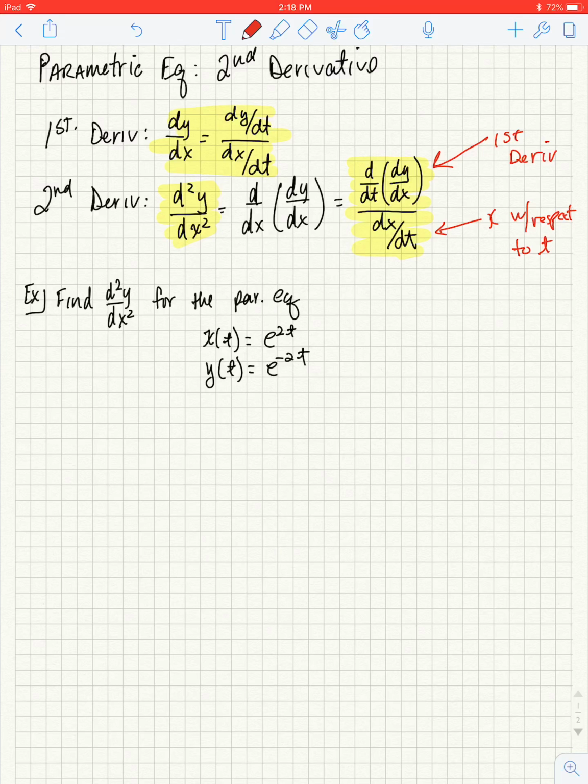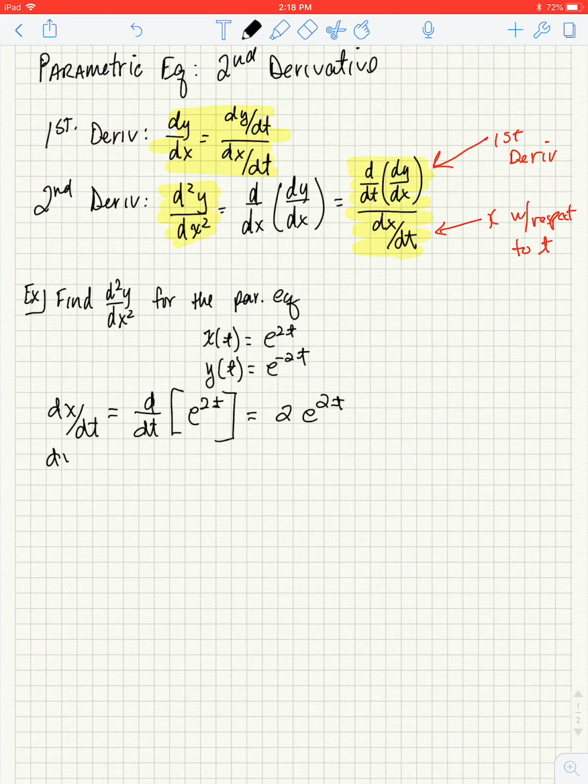Okay, let's get into one. All right, so anytime you're starting, I would always start with my first derivative. So you want to do dx dt. So basically here we're doing the derivative with respect to t of e to the 2t. What rule do we use? Chain rule. So derivative of the exponent is 2, and then keep e to the 2t the same.